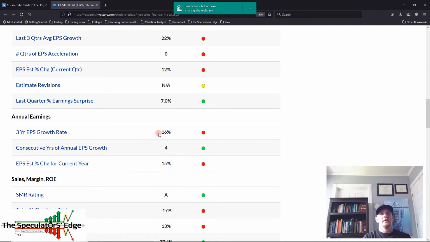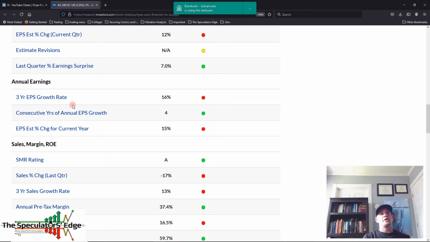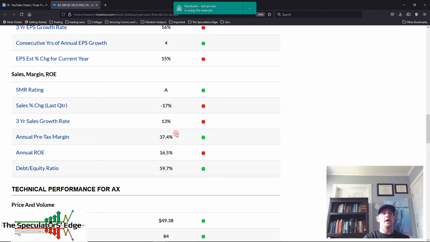The 3-year earnings per share growth rate is at 16%, so it's not so great, but the consecutive years of annual earnings per share growth has been 4, so 4 years of it. That's pretty good. The SMR rating is A, which is good, but the 3-year sales growth rate is not great. It's at 13%, and not only that, the sales percent change last quarter was only -17%, so not great there at all. Annual pre-tax margin, though, is excellent at 37.4%.